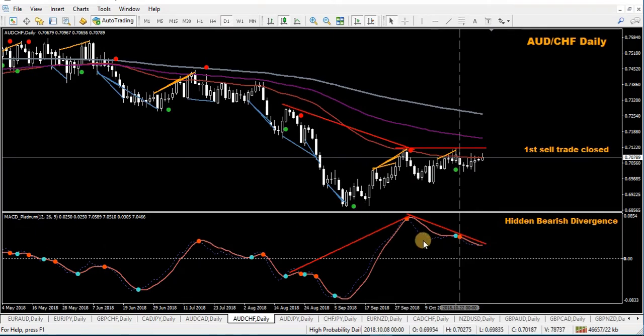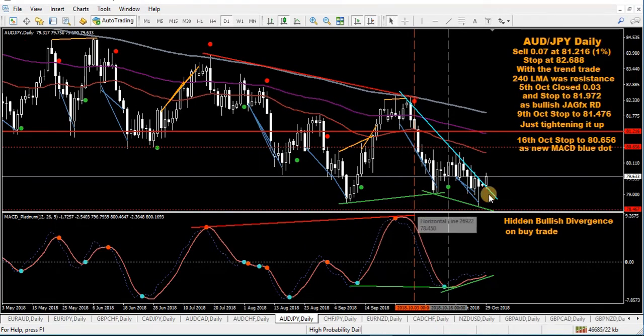Oz Swiss, nothing doing. The first sell trade was closed. It was taken here roughly when I got this green QMP dot. Close it out and just wait for another sell signal. MACD still above the zero level, still got that divergence there. Just looking for a possible drop to the sell side.